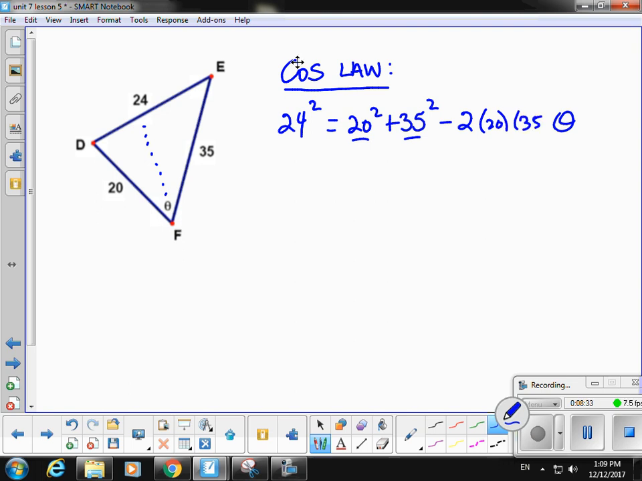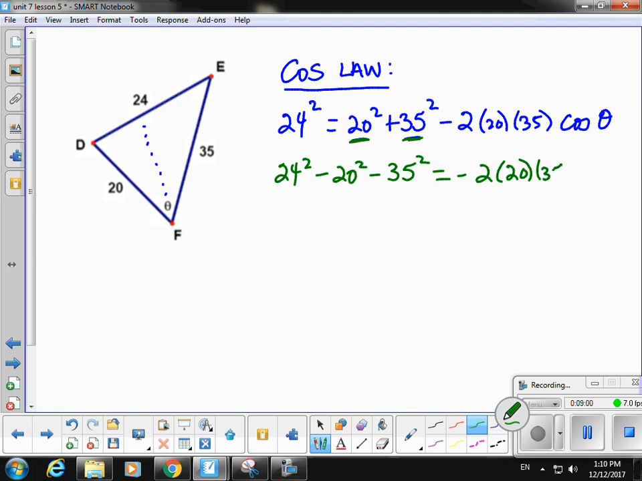So the formula is up on your anchor chart, cos theta. Okay. We want to get theta by itself. So what I'm going to do first of all is get rid of these 2 guys. So my next line is going to be 24 squared, subtract the 20 squared, and subtract the 35 squared. I am just trying to get theta by itself. And I don't like rounding and putting answers down on paper. I'd rather type it all in one shot.